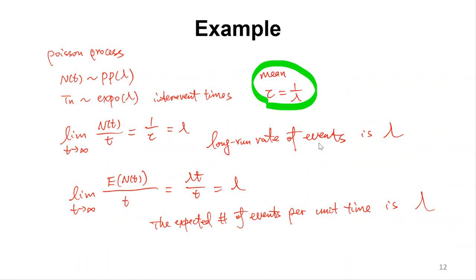It's just lambda. Okay. So if we look at it from the Poisson distribution point of view, the expectation of N(t) for this Poisson, you see this is lambda t over t. So this will equal lambda. So the expected number of events per unit time is lambda.